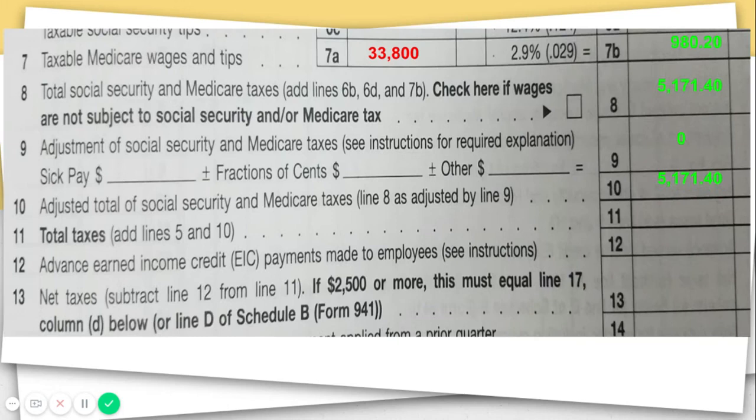Line 11, total taxes. So we need to add lines 5 and 10. We'll get $7,537.40. Line 12, advance earned income credit, EIC, payments made to employees. There is none, so 0. Line 13, net taxes. We need to subtract line 12 from line 11. So line 11 minus 12, we get the $7,537.